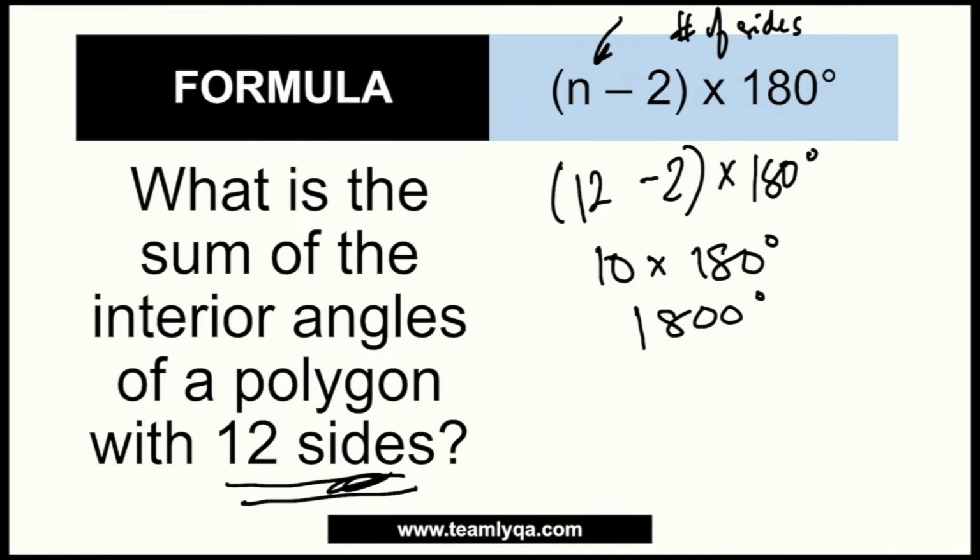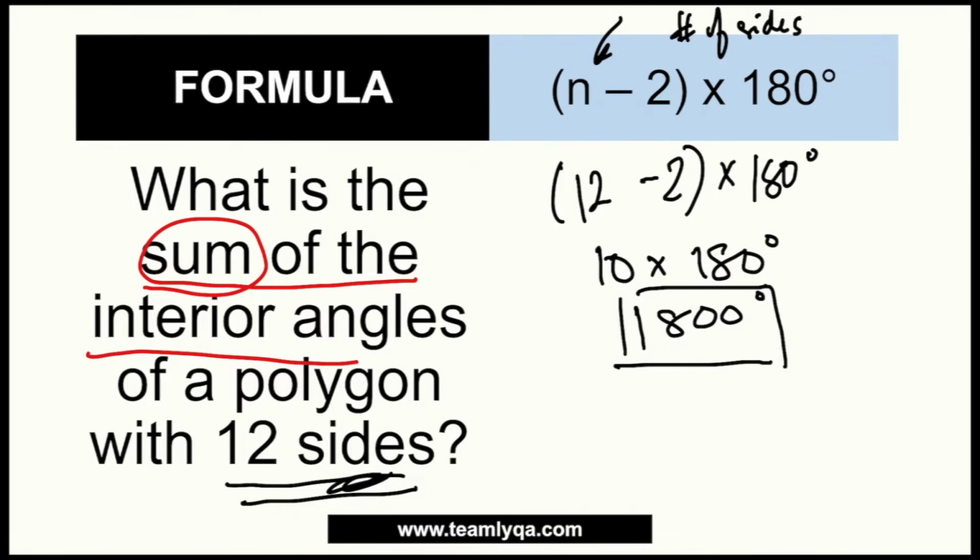Ang magiging sagot is 1,800. Kasi 12 minus 2 is 10. Again, times 180. Yan na yung sagot. Okay? Now, paano naman kung iba yung tanong? Again, this is the formula if we're looking for the sum of the interior angles. Pag sinabing sum, pag pinagsama-sama sila.